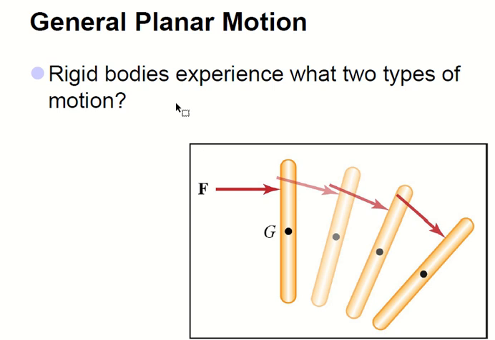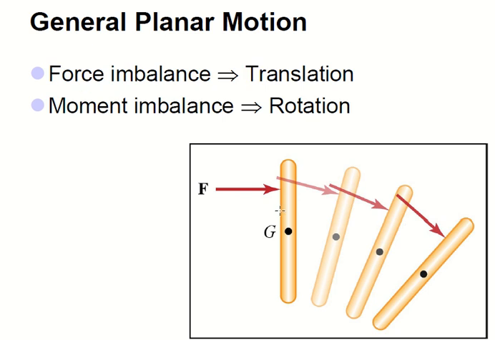And there are two types that you have to know. And of course, here is a little diagram to make you visualize how this motion is going on. So we call the very first one the force imbalance, which is your translation, and the other one is your moment imbalance, and that's your rotation.